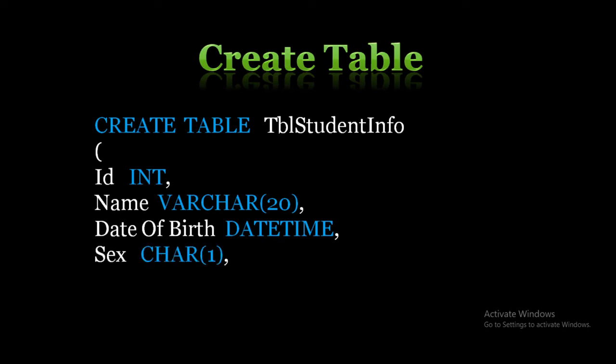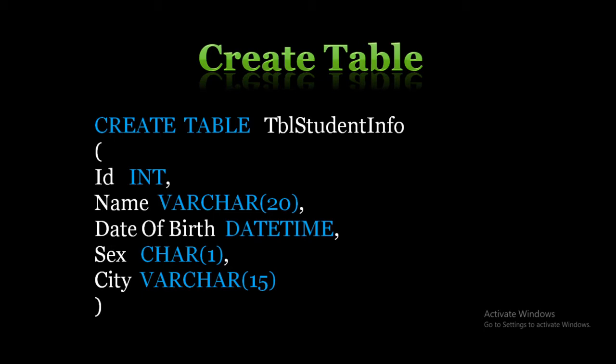The third column is date of birth having data type datetime. The fourth column is sex having data type char(1). So here we are going to insert only M or F, M for male and F for female. That's why I have mentioned the data type as char(1). The last column is city, which again has data type varchar(15). At the end I have closed the rounded bracket.